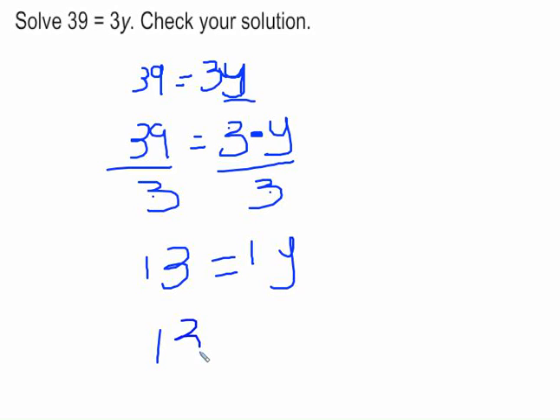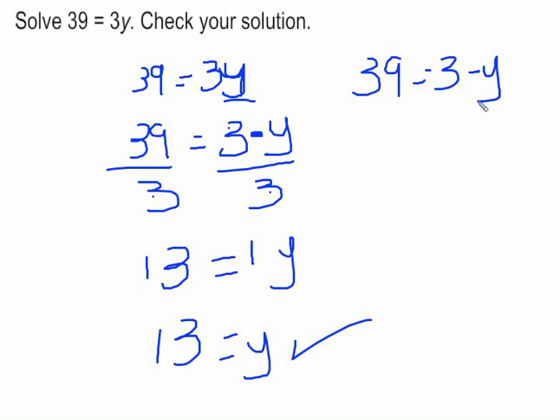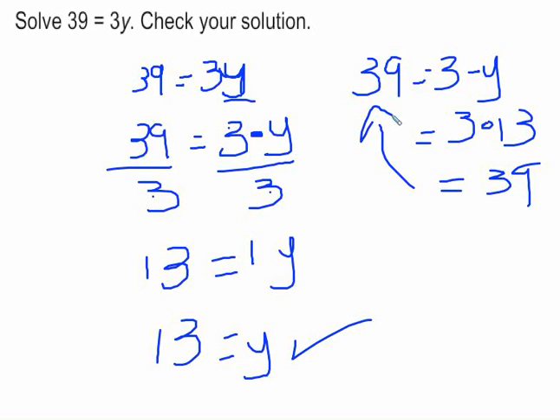Now you could just write your answer as 13 equals y, and you're done. But to check your answer, you're going to want to plug that back in, so we know that was 39 equals 3 times y. So let's see, what is 3 multiplied by 13? That's 39. So these guys check out. We know we've solved the equation correctly. Okay, let's try another one.